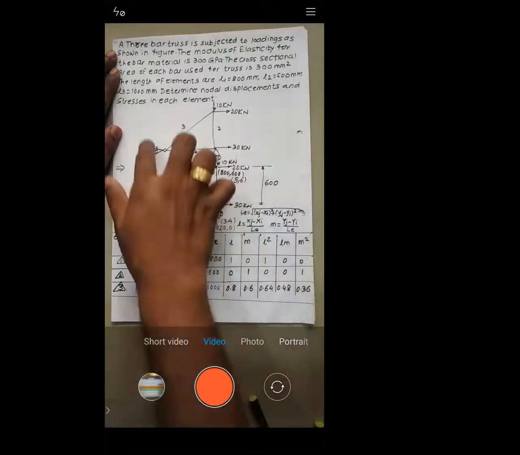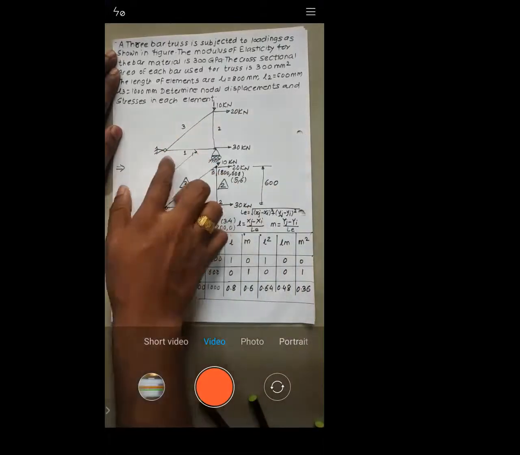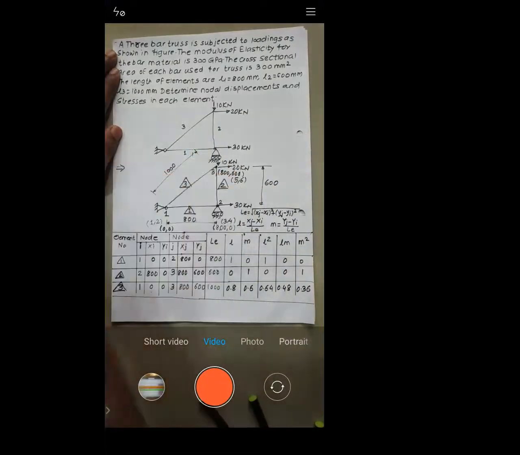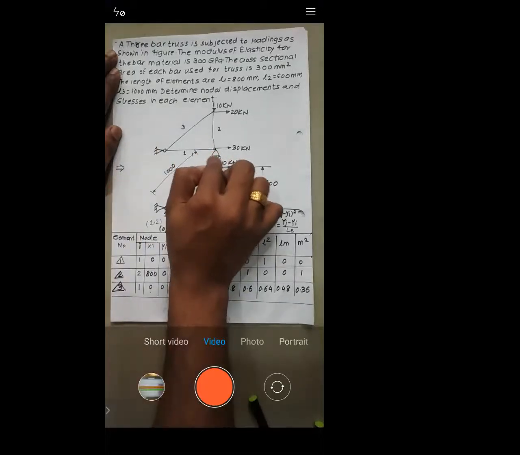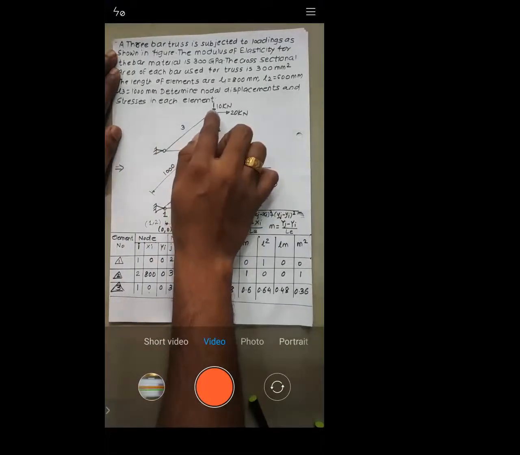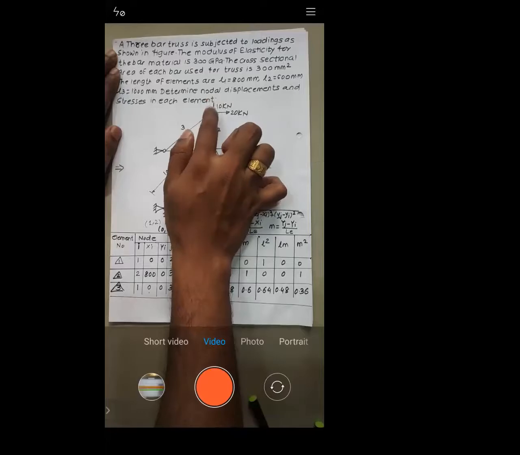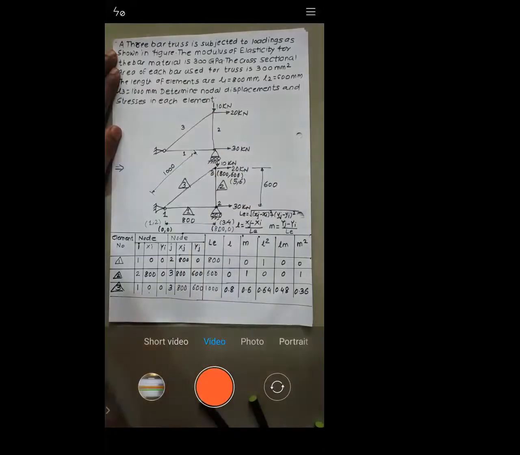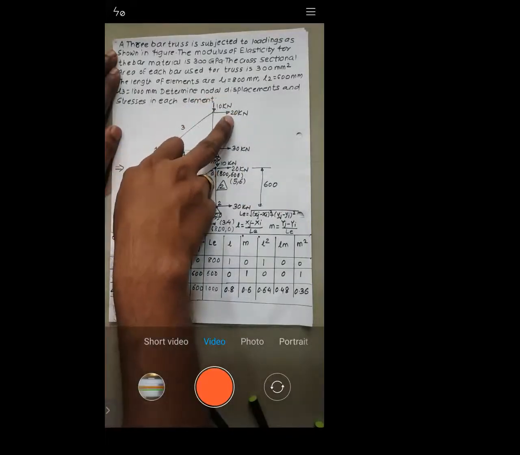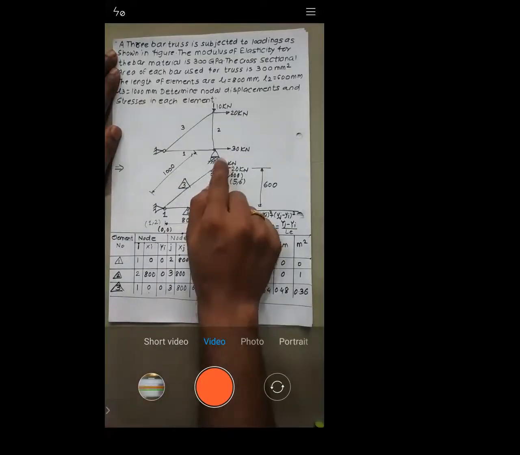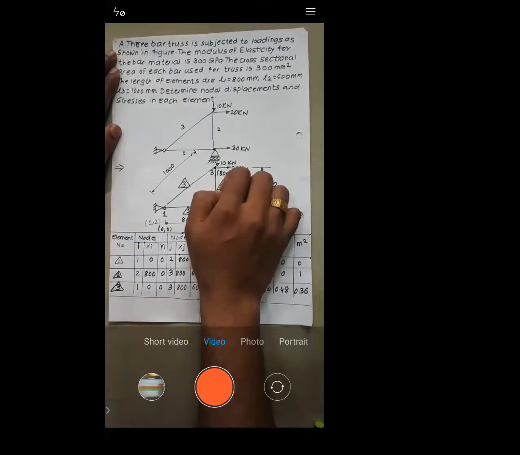So see, this was the problem given. This is basically a truss having three elements, 1, 2, 3. At this point it is fixed, at this point it is provided with a roller, and at this point it is free, where two loads are applied. One is in the vertical direction, the second in the horizontal direction. In vertical they have applied 10 kilonewton, in horizontal 20 kilonewton. At the point where the roller is provided, they applied 30 kilonewton.